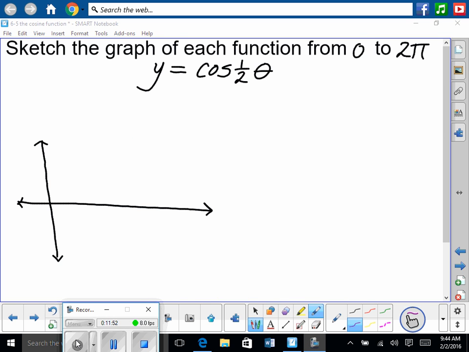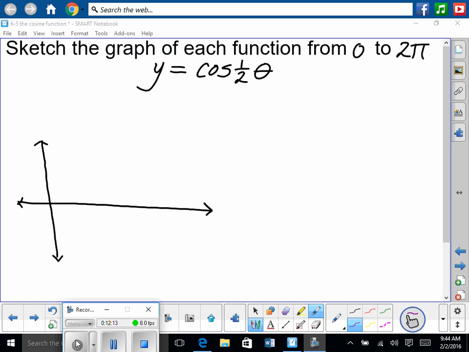It says sketch a graph of each function from 0 to 2 pi. So notice in the directions, it doesn't say just sketch one cycle. It all depends on what we're given. If it said to sketch one cycle, we'd only sketch one cycle, right, everybody? But this one says sketch the graph of the function from 0 to 2 pi. So we're going to draw in as many cycles as we need to get to 2 pi.